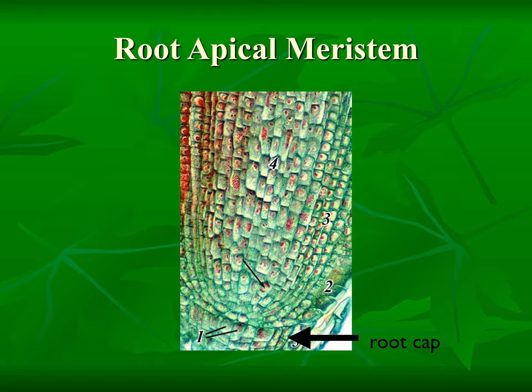Now, why do we have a root cap? Why does a plant have a root cap? The root cap is made of unspecialized cells that protect the root as it drives its way through the soil.